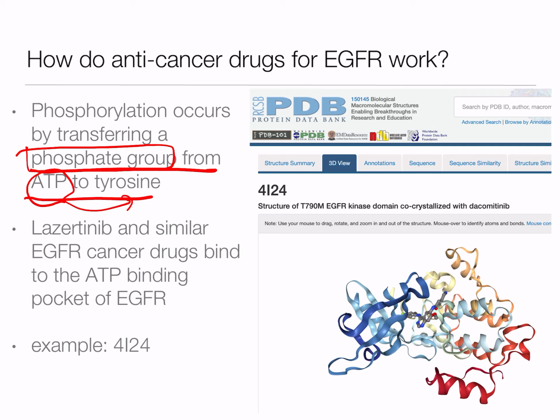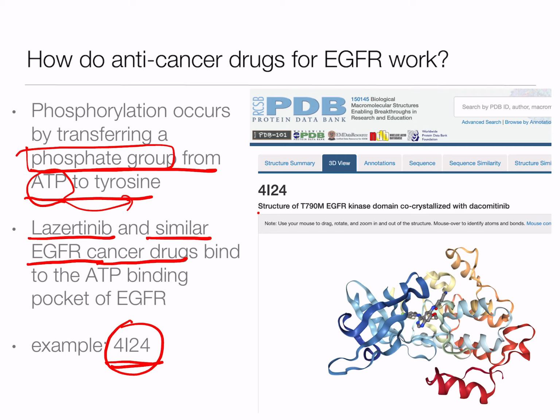Then how does lazertinib work? Lazertinib and similar EGFR-binding cancer drugs actually bind to the ATP binding pocket, the binding site of EGFR. So if you take a look at an example, we talked about the PDB database, right? I recommend you do it by yourself. If you go to the PDB database and search for the protein with the ID 4I24, then you can see this structure.